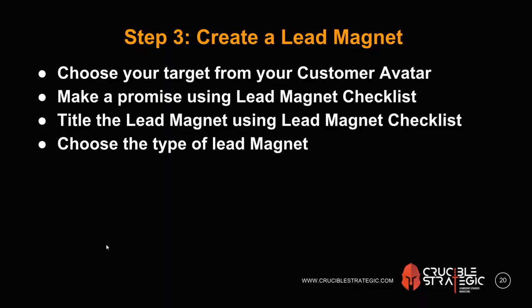Okay, so step 3, we need to create a lead magnet. Choose your target from your customer avatar. You created a customer avatar with the worksheet. Choose which one, because you could have multiple ones. You could have male ones, female ones, different ones. Just choose which one you're going to make the lead magnet for. Make a promise using the lead magnet checklist that I will also provide to you. Entitle the lead magnet using the lead magnet checklist. And then choose the type of lead magnet.